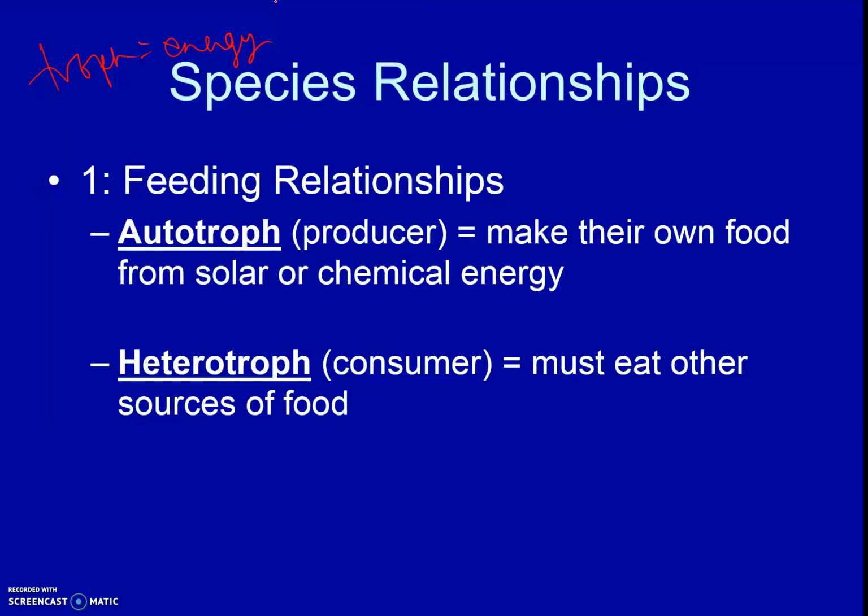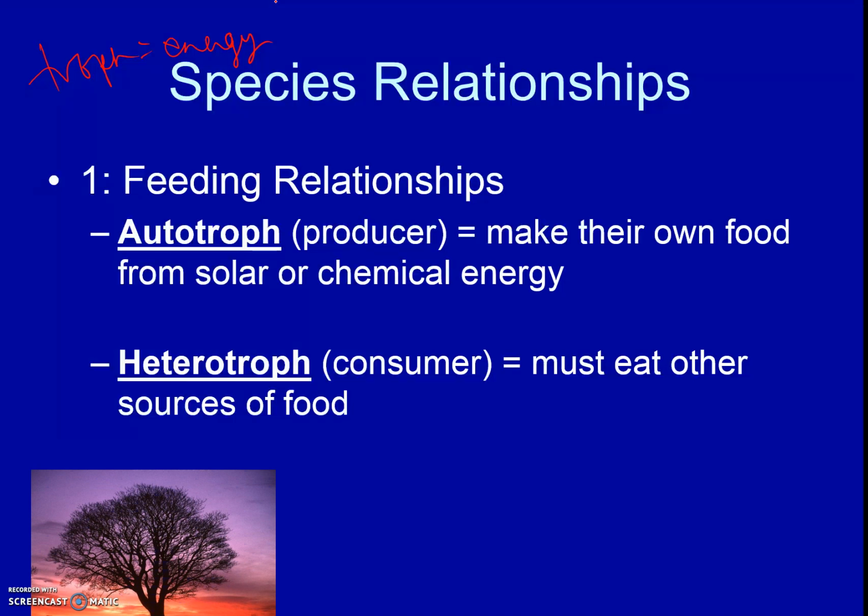These organisms are going to make their own food from solar or chemical energy, and probably the easiest one to think of with an autotroph are things like plants. We are not autotrophs, so instead we are a heterotroph.